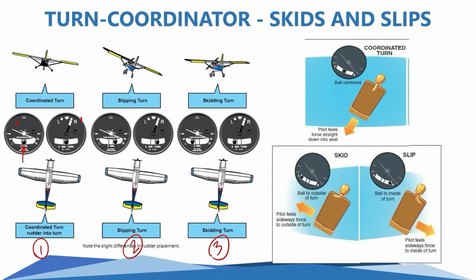In example number 2, we have an aircraft, same thing in that right-hand turn, but what you're going to notice is the ball is ever so slightly to the right. It's on the same side of the turn, and we call that a slipping turn. In a slipping turn, the ball is basically in the same direction as the turn, or what we say inside of the turn, and the pilot is going to feel sideways force to the inside of the turn. You're going to feel like you're being pulled towards whichever way you're turning. In order to correct that, you would step on right rudder because the ball is on the right until the ball centers.